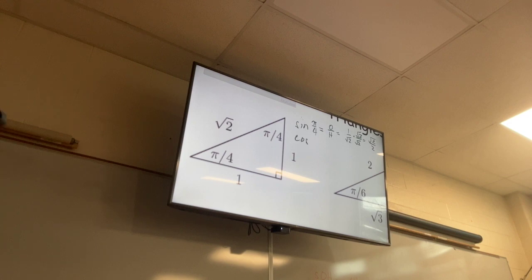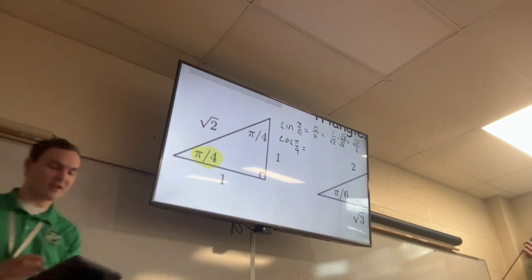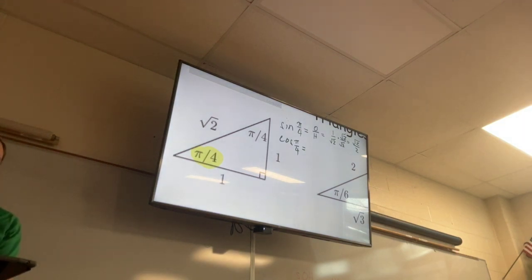Cosine of pi over 4 would be what? So let's just look at this one. They're the exact same. Let's look at that bottom pi over 4 angle. What would the cosine of that angle be looking at this triangle? Got it? What is cosine? That's adjacent over hypotenuse here. It'd again be 1 over root 2, right? Okay. To rationalize that denominator, we have to multiply by root 2 over root 2.